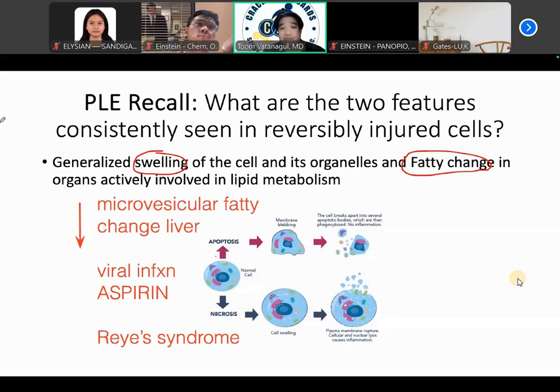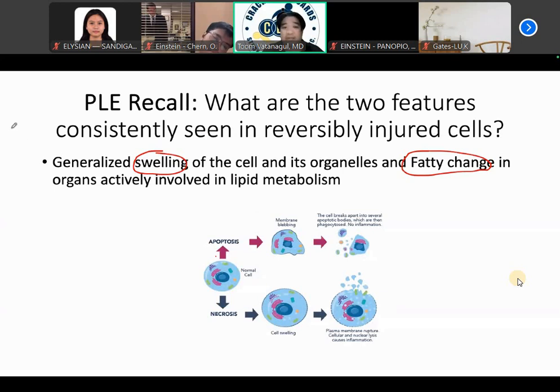Now, the other term for generalized swelling, we often call this hydropic change. It's because the sodium potassium ATPase pump will be deranged. And what happens when there's derangement of the sodium potassium ATPase pump? Water will come in and the cell will swell.